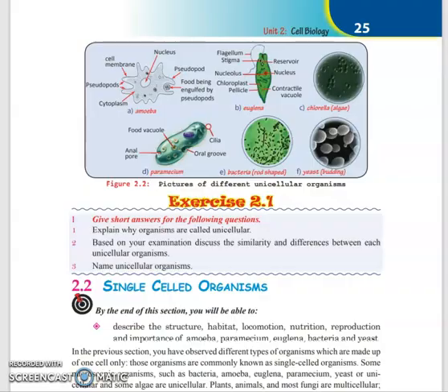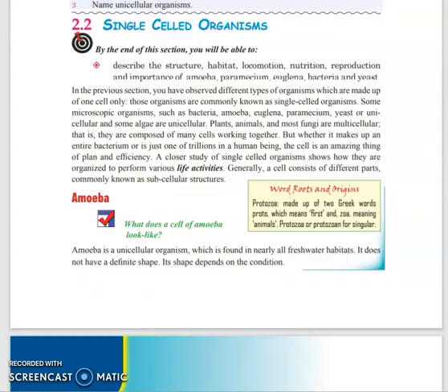Okay, so in the previous section, we've seen the different types of organisms which are made up of only one cell, which we term single-celled organisms or unicellular organisms, and some microscopic organisms such as bacteria, amoeba, Euglena, Paramecium, and yeast. These are unicellular, and some algae are unicellular. Not all of them, but some of them are unicellular. Plants, animals, and most fungi are multicellular. That is, they are composed of many cells working together.